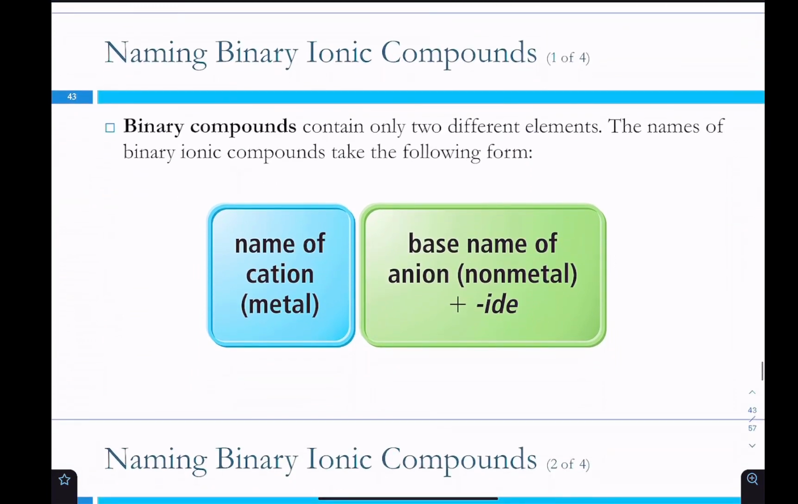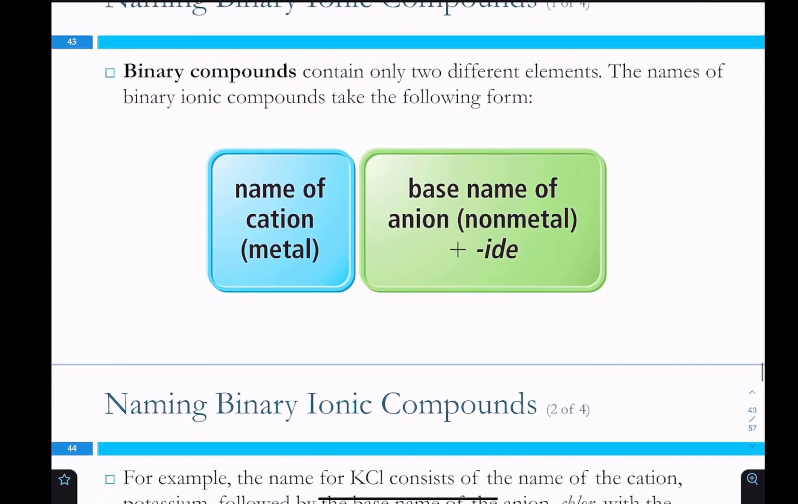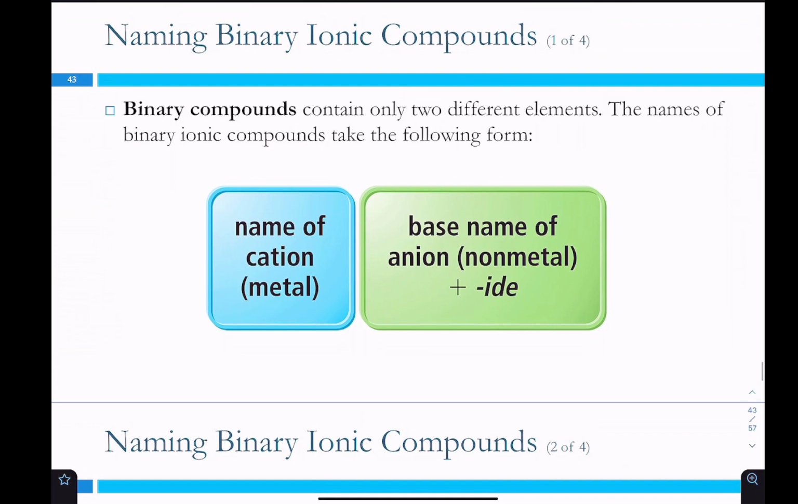Okay, so naming binary ionic compounds. So this is just one cation, one anion, or one element in the anion. The name of the metal cation stays the same. And then you just take the base name of the anion, change it to IDE. There's no Roman numerals if the cation's one with a single charge. So that's one of the reasons it's important to memorize all those metal ions that do form only single charges.